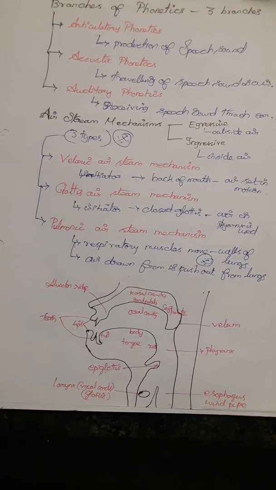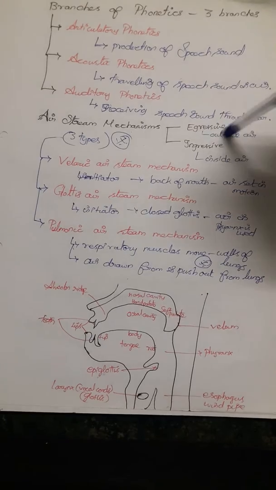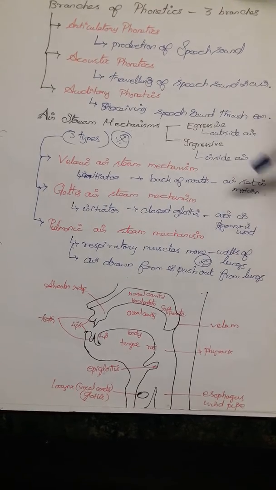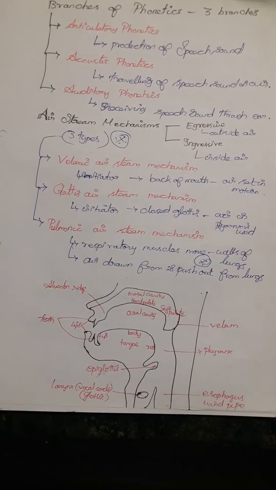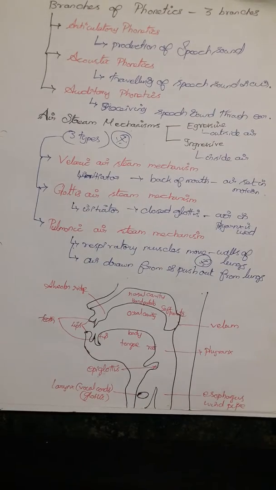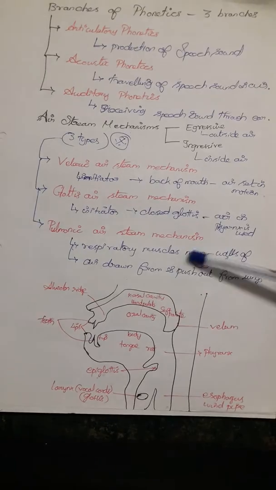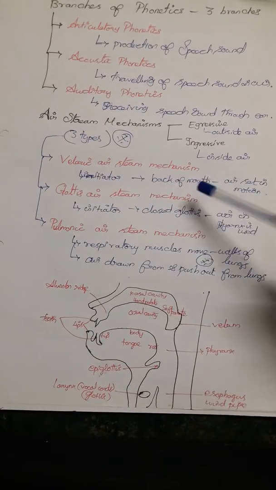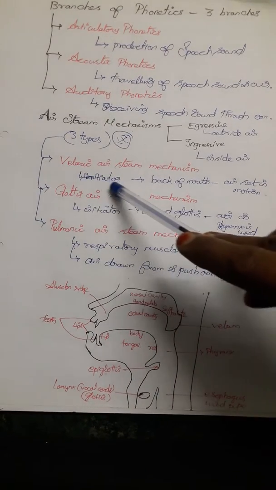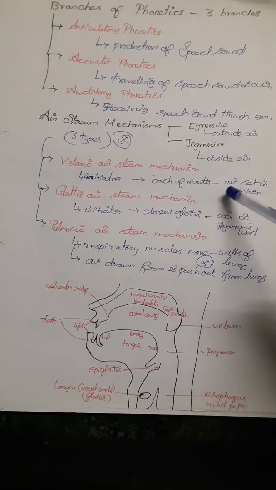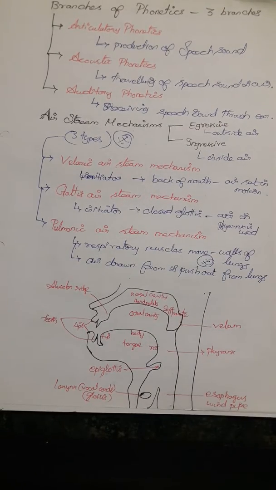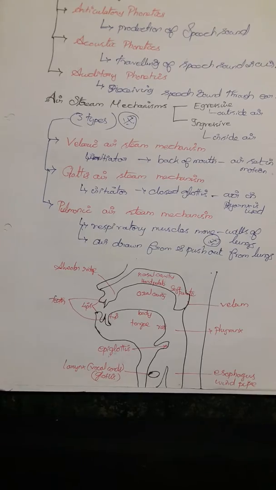The airstream mechanism is a very important thing, because in this, egression means the air going outside from the lungs, and ingression is the intake of air inside the lungs. Using this, there are three types of airstream mechanism. There is the velaric airstream mechanism. It has an initiator at the back of the mouth, where air is set in motion.